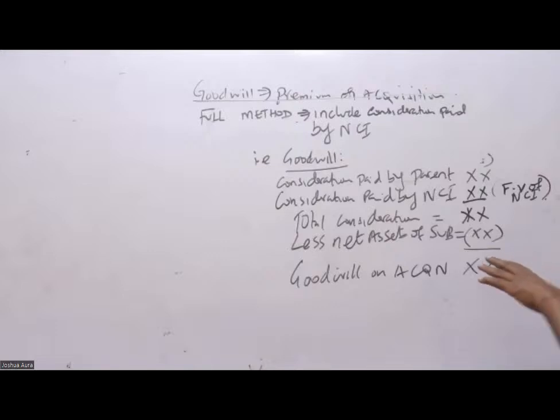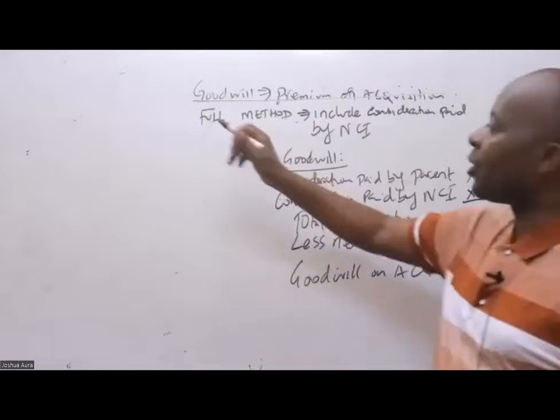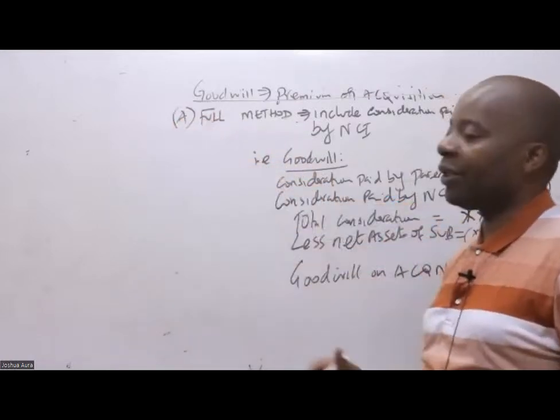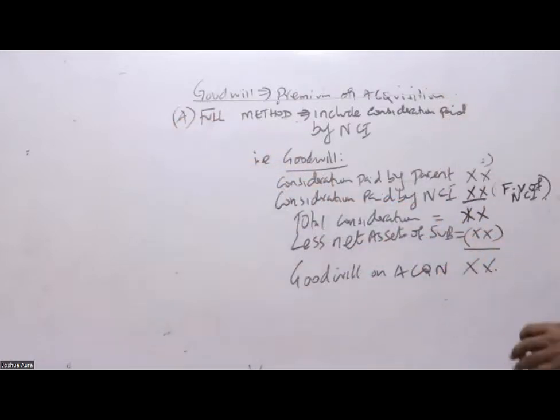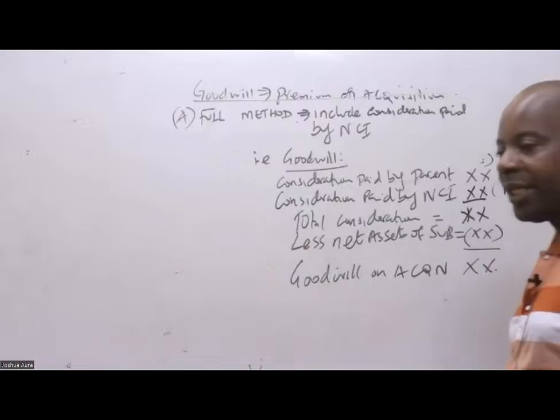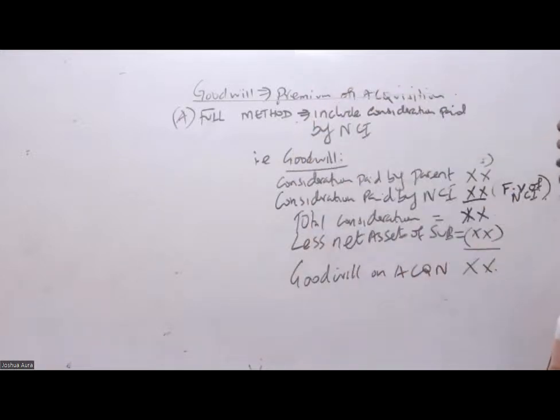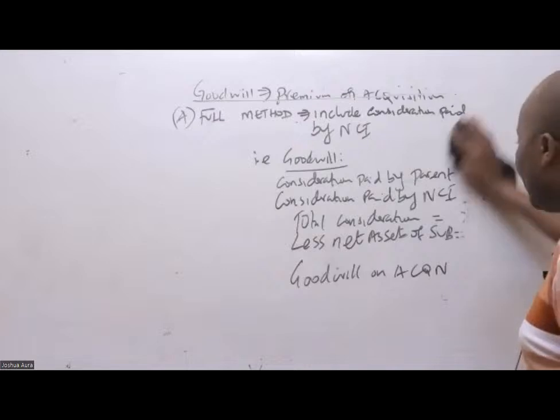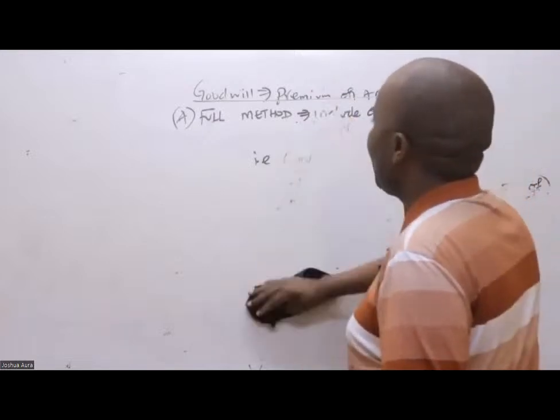Great. Can I wrap this up and then show you the partial method? So this is the first method, called the full method. Full does not have to scare you. Full is about two considerations being paid there. The format is given in the book. And then now we have the partial method.